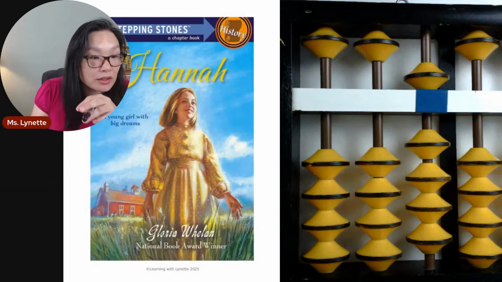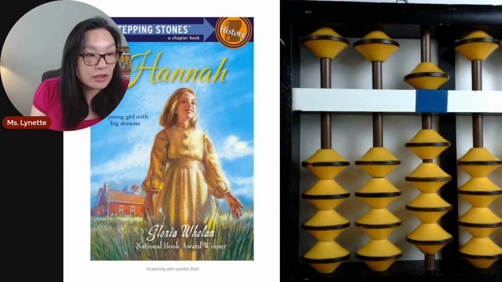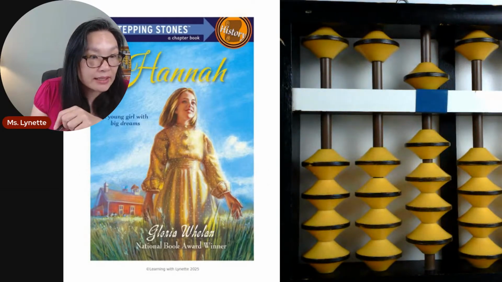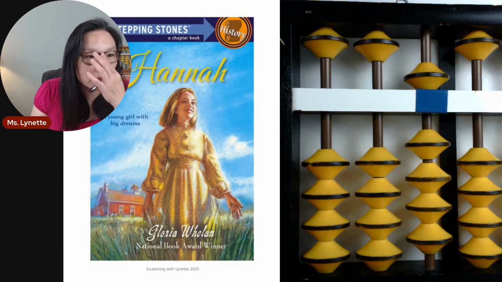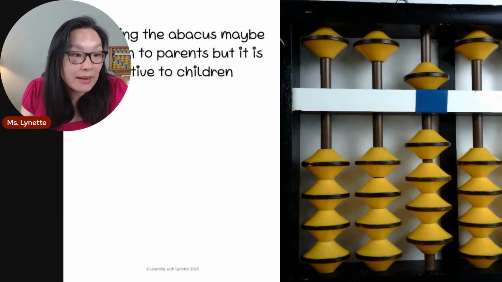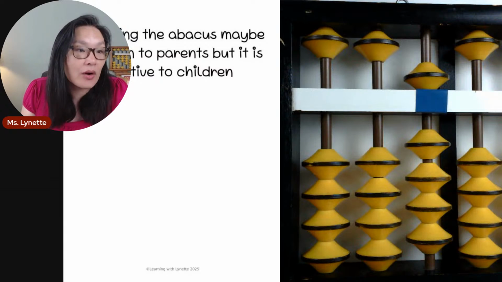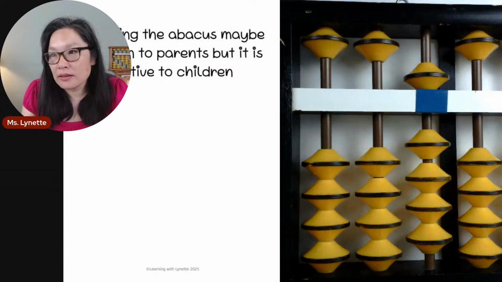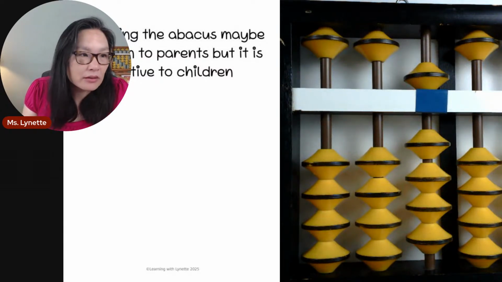So in this book, Hannah, it's a young girl with big dreams. And it's one of those historical fiction, I think it is. So there's an abacus in there. I don't know. I'll have to rearrange that.